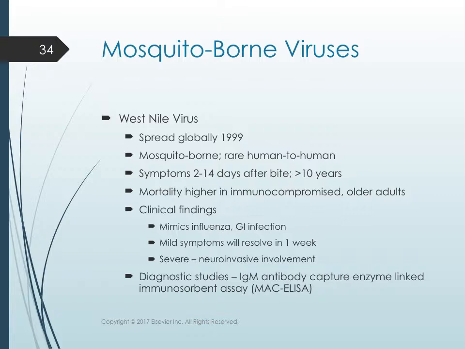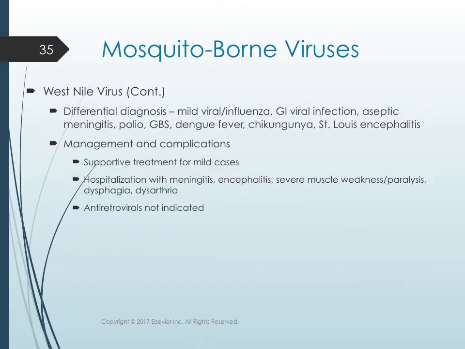and symptoms occur usually 2 to 14 days after a bite. It mimics an influenza-type illness or a GI infection. In mild cases, the symptoms will resolve in a week. In severe cases, there can be neuro involvement. An enzyme-linked immunosorbent assay, ELISA test, can make the diagnosis. And in mild cases, it's just supportive treatment. With severe cases, it's hospitalization, and people can die from West Nile virus.